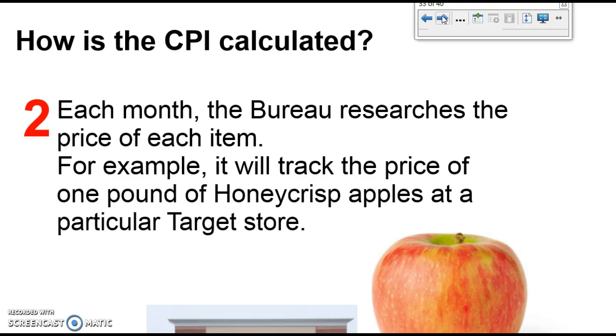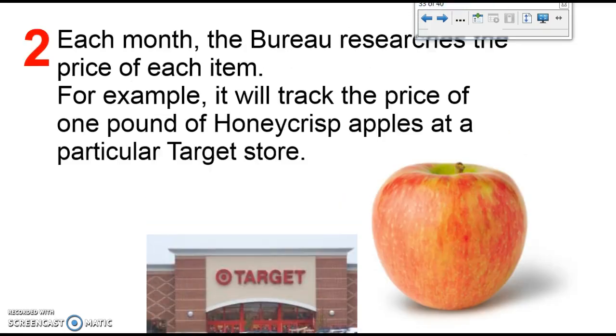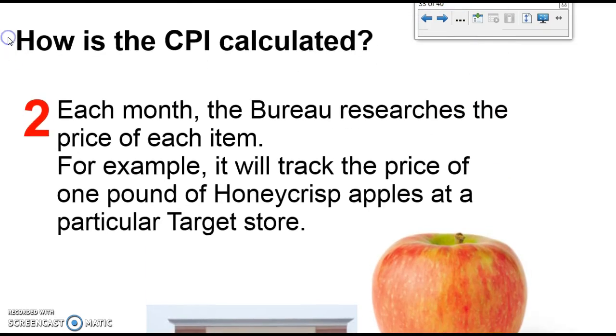So each month the Bureau researches the price of each item that they've put in the basket. And if, for example, they decide that apples are something a typical urban consumer buys, well, anytime you go to the grocery store, you see there's a lot of different prices for different kinds of apples. So they pick a particular kind of apples to represent the category apple. Let's say they pick 1 pound of Honeycrisp apples, and then they pick a particular Target store, like, I don't know, the Target store in Shoreview. Okay, and they say, every time we measure apples, we're going to look at the price of Honeycrisp apples at this store.